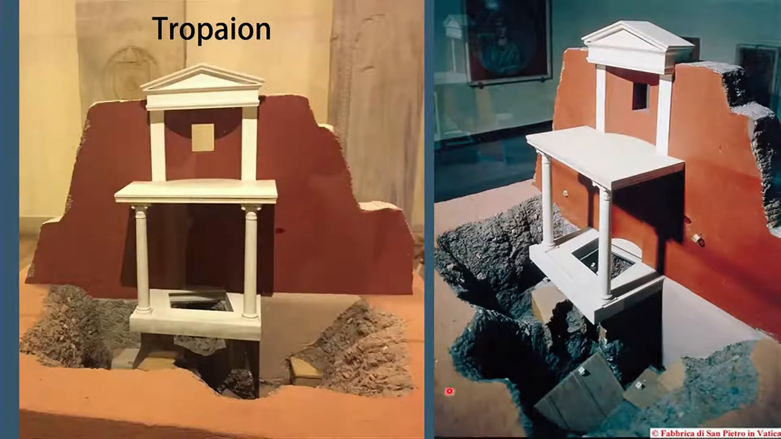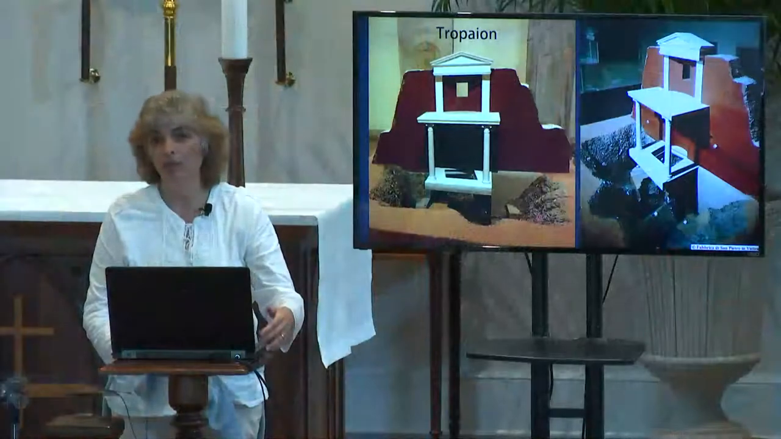Now, directly below that canopy, Constantine had seen this here. This is a reconstruction of the original, but it's what we call a tropaion. That's a Greek word that means trophy, but really it's a commemorative monument. What it commemorated was the location of Peter's grave. That monument was most likely erected at some time around the year 190 or 200.